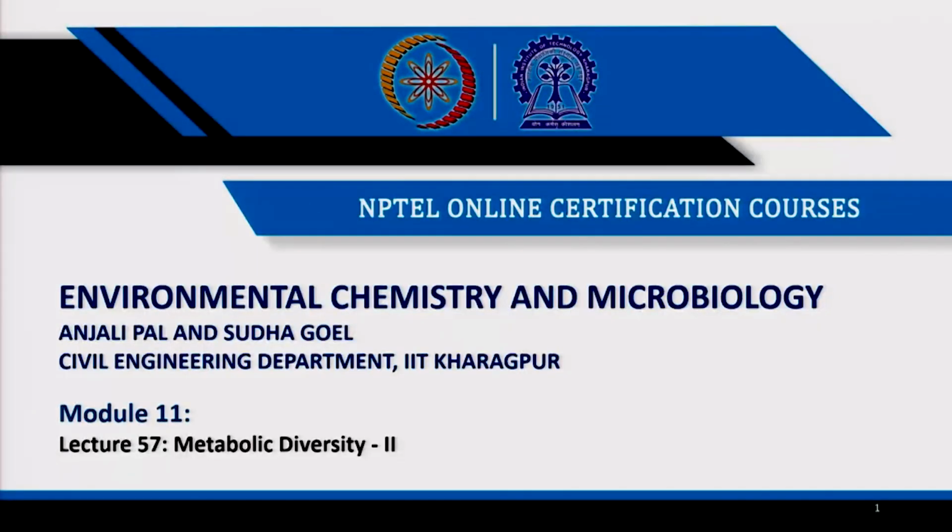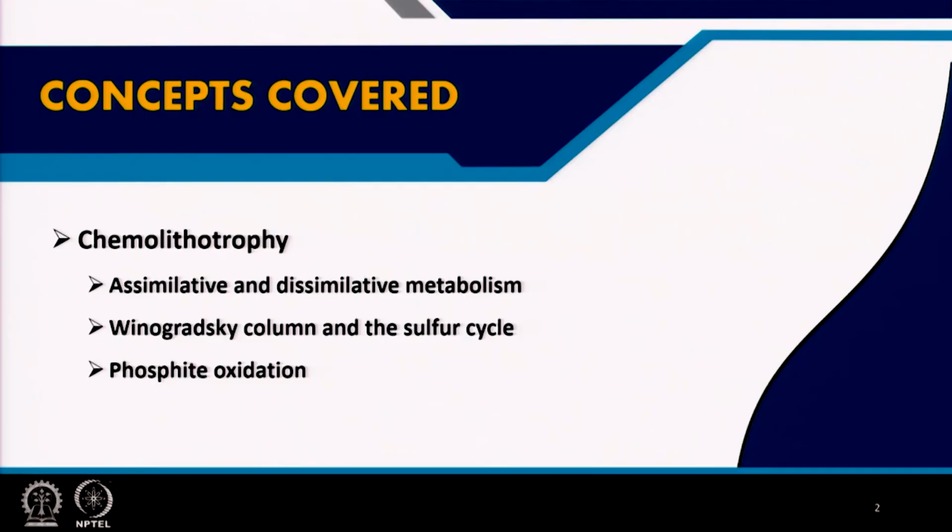Welcome everyone to lecture number 57 of module 11. This is the second part of metabolic diversity. In this particular lecture, we're going to look at chemolithotrophy after having seen phototrophy. Chemolithotrophy is a very large part of the metabolic diversity that we're going to be looking at. I will first define assimilative and dissimilative metabolism, and then we will take a look at the Winogradsky column, the sulfur cycle, and phosphite oxidation, which is also part of the sulfur cycle.